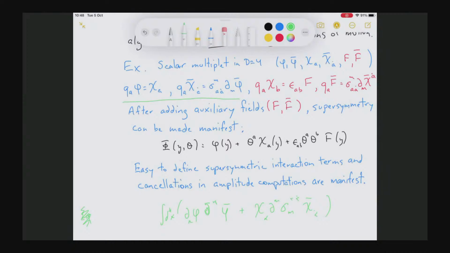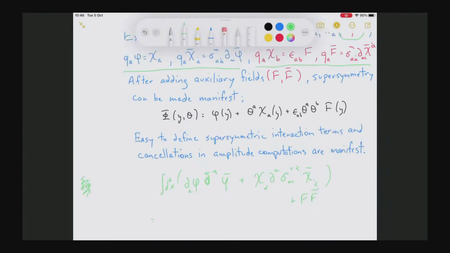So the well-known way to solve that is to add auxiliary fields. So these f and f bar are scalar fields, which you add to the action just by adding the term f f bar. And now you find that if you include these terms in the space-time supersymmetry variation of chi and f, the algebra now closes without using equations of motion. And you can, of course, make space-time supersymmetry manifest by combining phi and chi and f into a superfield. And then you can write this action as d4x d4 theta, phi bar, d squared theta bar, phi bar.